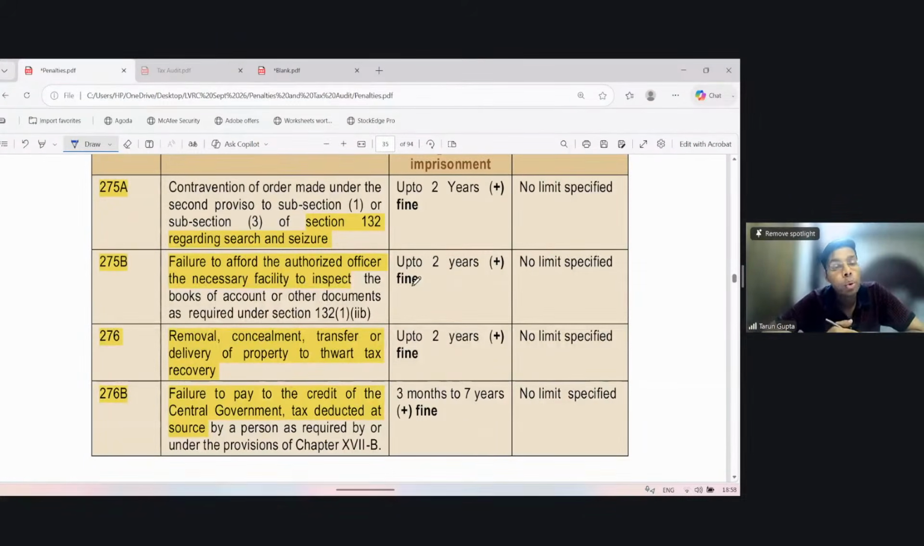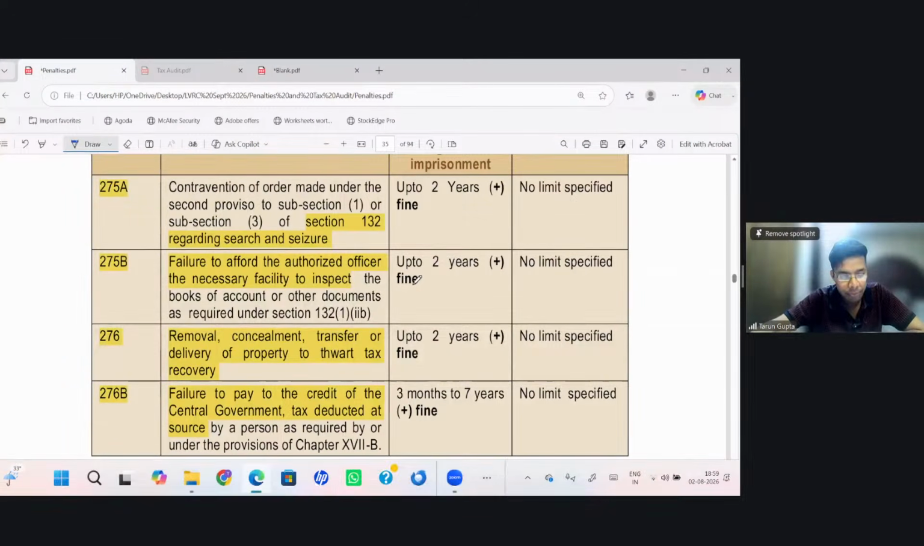Under section 276, if there is a removal, concealment, transfer or delivery of any property to thwart tax recovery, then there's rigorous imprisonment up to 2 years plus fine. 276B: if the assessee fails to pay to the credit of the central government the TDS, then there's rigorous imprisonment of 3 months to 7 years plus fine.